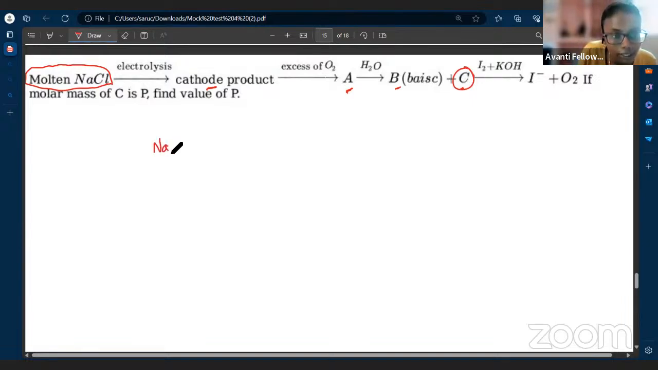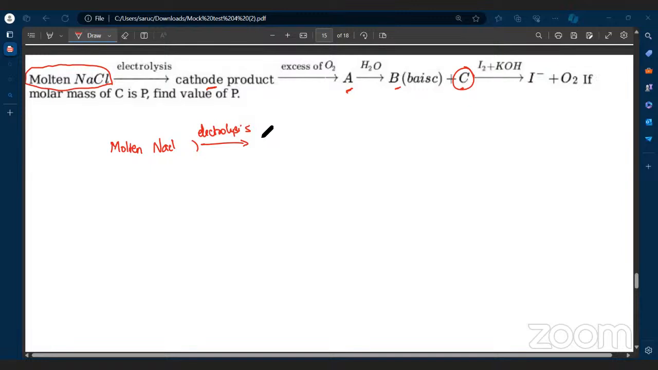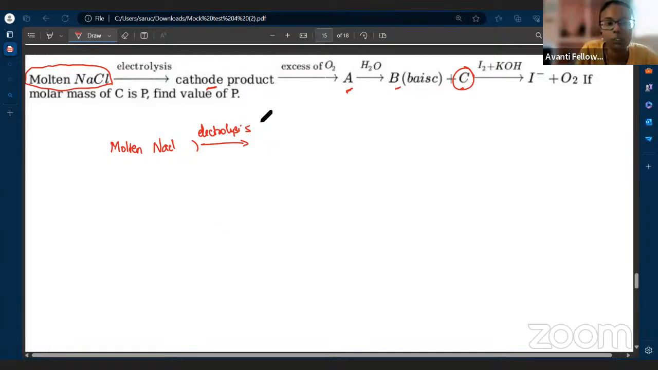So when molten NaCl undergoes electrolysis, it is not aqueous, it is molten NaCl. What are the products formed when molten NaCl undergoes electrolysis? What is deposited at the cathode and what is deposited at the anode? At the cathode, sodium will get deposited, and at the anode, Cl2 will get liberated.